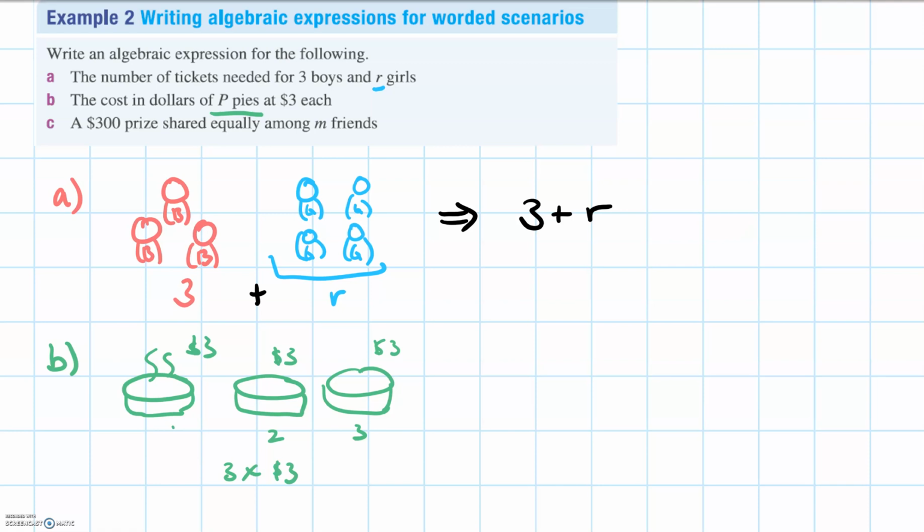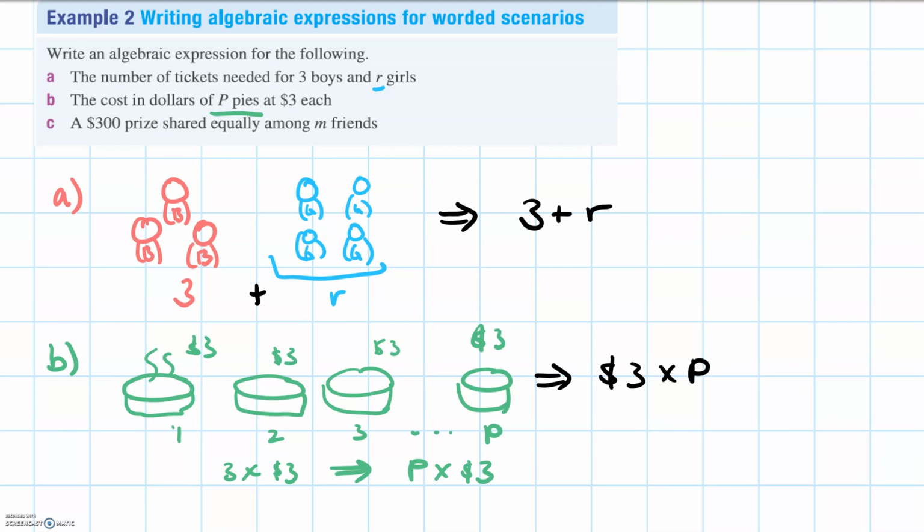So if I have 3 pies, that's going to be 3 times $3. But if I have P of them, I don't know how many there are. I have P pies. They're still all going to be $3 each. If you notice down here, I did 3 times $3 if I had 3 pies. Well, if I have P pies, that's just the same. That's going to be P times $3. So for this one, I'm going to change the order. I'm going to do $3 times P, because for each pie, it's going to cost me $3.